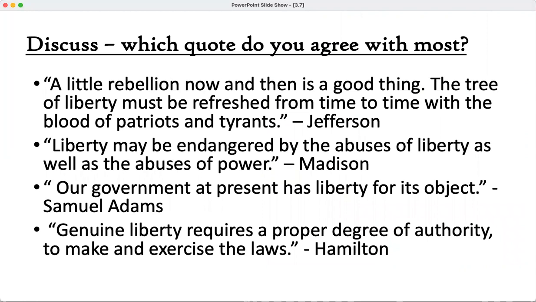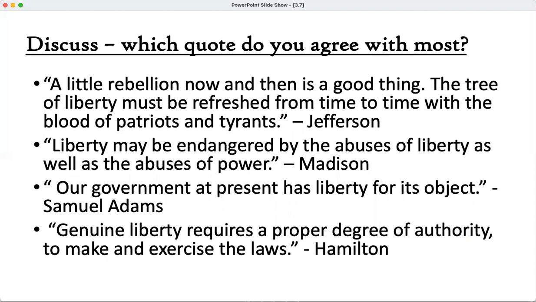So I want to read you a few quotes about rebellion and revolution. And I want you to think about which quote you agree with the most. So the first is from Thomas Jefferson. A little rebellion now and then is a good thing. The tree of liberty must be refreshed from time to time with the blood of patriots and tyrants. The next quote is from James Madison. Liberty may be endangered by the abuses of liberty as well as the abuses of power. Samuel Adams. Our government at present has liberty for its object.